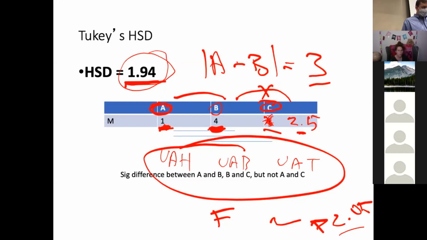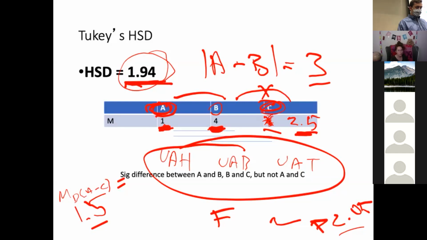Wait, because 2.5 is... because I'm sorry, what number did you compare 2.5 or 2.5 subtracted from 1 or something like that? Yeah, so it's the mean difference, right? And so it would be the difference between 1 and 2.5 here. So the difference between 1 and 2.5 is just 1.5. Right? So that would be the mean difference for A and C. Right? Because that number is less than that 1.94, we retain the null hypothesis, and so we say that A is not different than C.